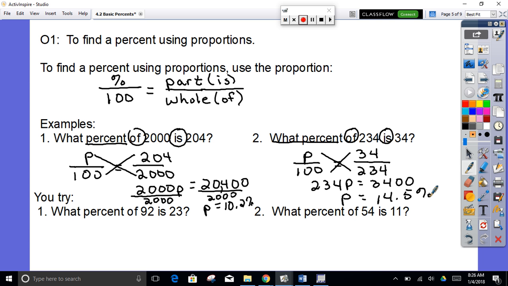Any questions about this? Okay, go ahead and do the 2 you try. Feel free to compare with your partner. All right, number 1. Katie, what did you get as an answer? I got 25%. Good. Can you tell us how you set it up? I put P over 100 and then I put an equal sign and 23 over 92. Good. Then P does work out to be 25%.